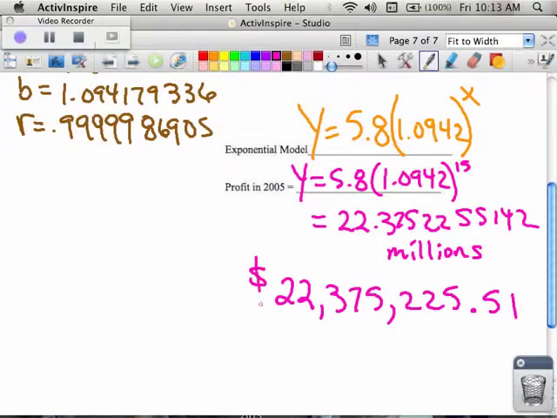So you can write it with the word millions if you want, or you can actually write out the number if you want. Make sure you read the directions carefully. It's in millions of dollars. If you don't put the word millions, you're wrong. Or if you don't write it in millions of dollars, you're wrong.